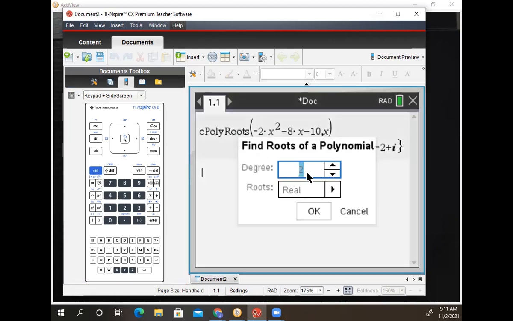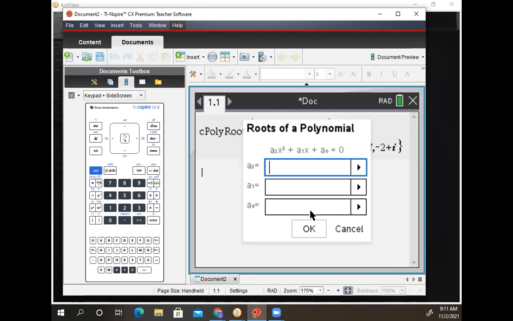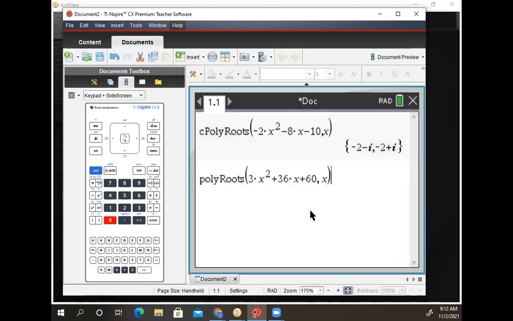My degree here was 2, right? We had an x squared function. And based on the work that we did, we should have real roots. So I'm going to hit OK. Now I'm going to enter my coefficients. We had 3x squared. If I hit the tab key, it goes down to the next box. I know sometimes our trackpads are a little tricky. And then plus 36x, so 36 is my next coefficient. And then plus 60, so 60 was my constant term. I'm going to hit enter. Do you want to find the roots of this polynomial where x is your variable? Yes, I do. And we get -10 and -2. Same thing we found yesterday, yeah?